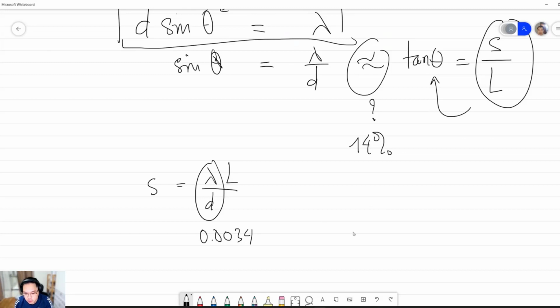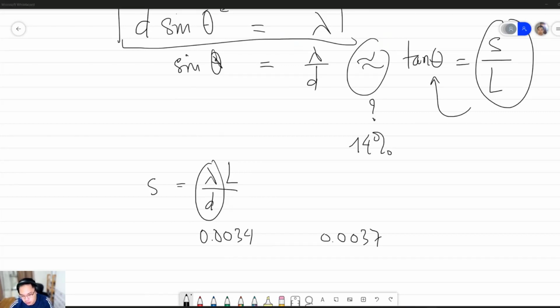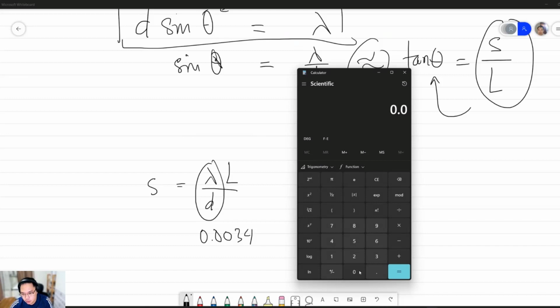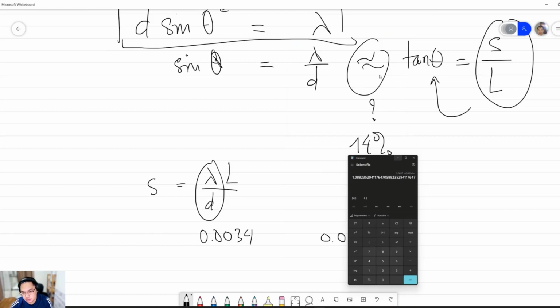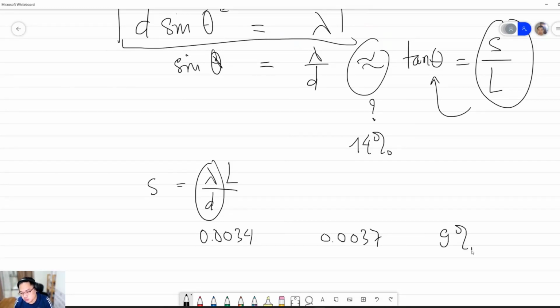And our linear regression value is 0.0037. Okay, just a little bit different. 0.0037 minus 0.0034, divided by 0.0034, is only 8% different. Okay, 8.89% different.